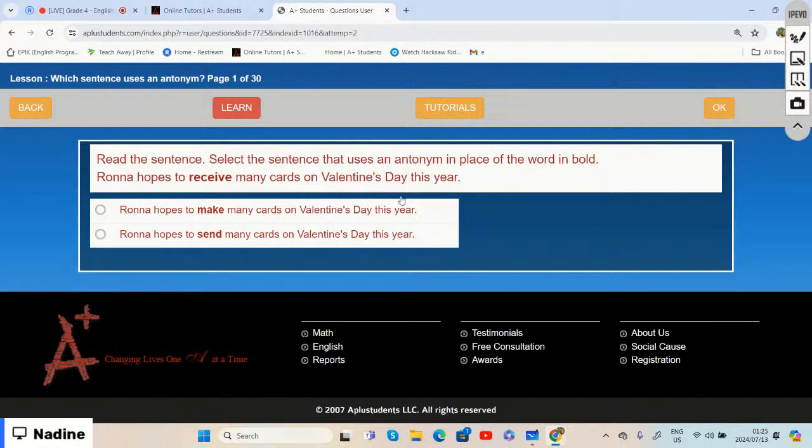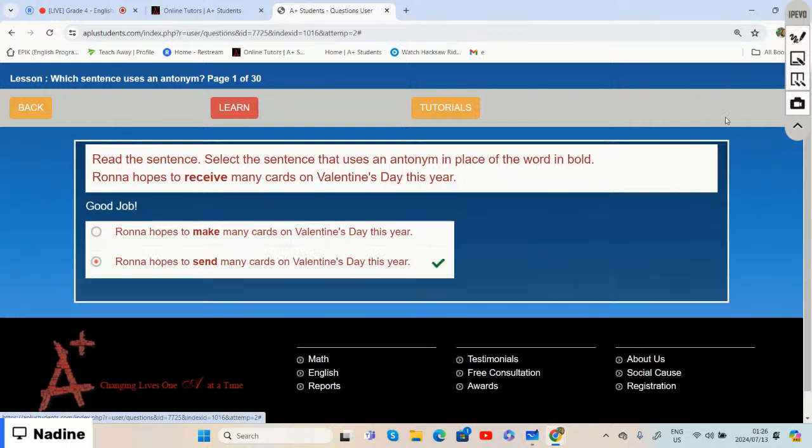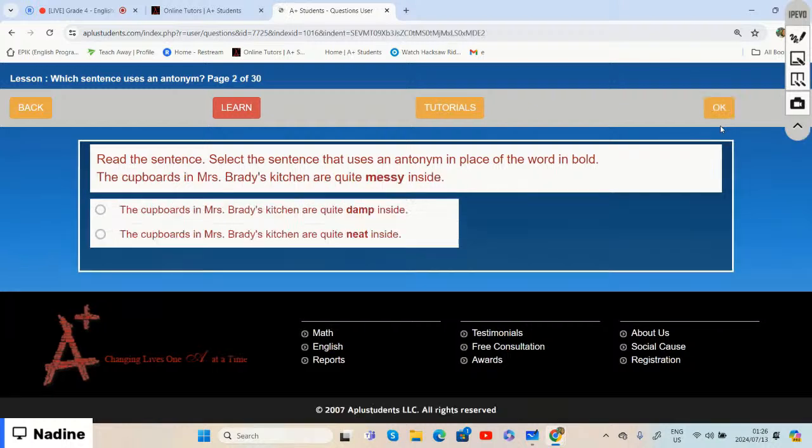All right. And if we were to choose the correct one, the sentence that uses an antonym in place of the word, then we would say, remember, the opposite of receiving is to send, right? Or if I don't send, then I receive. So sending is correct. So well done. Send is correct.